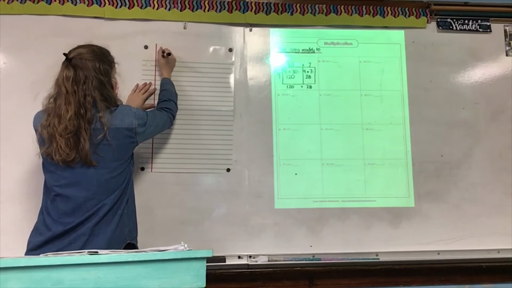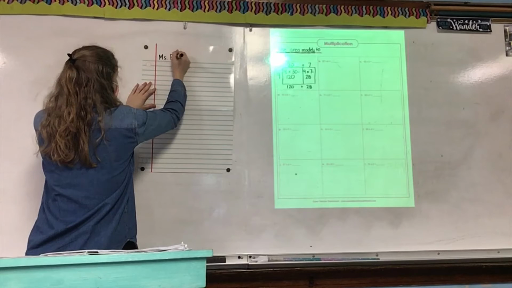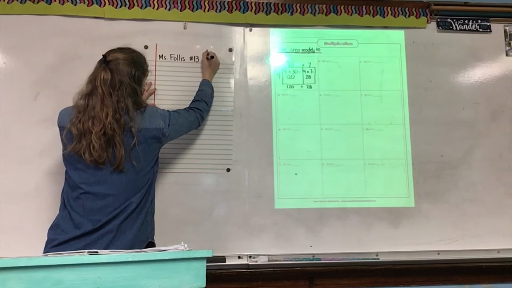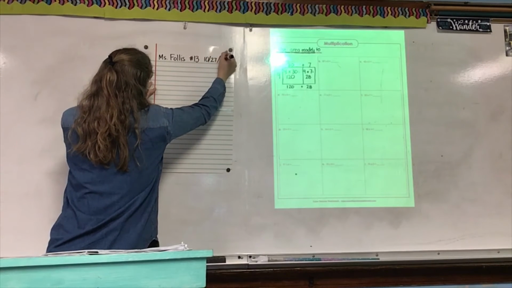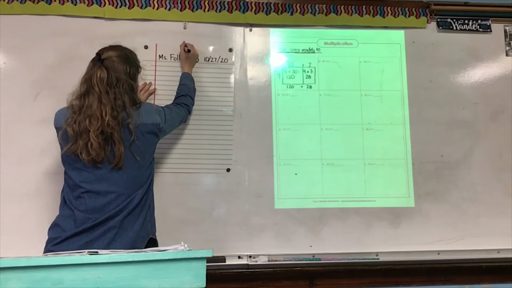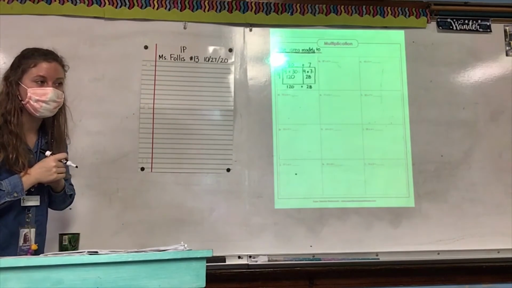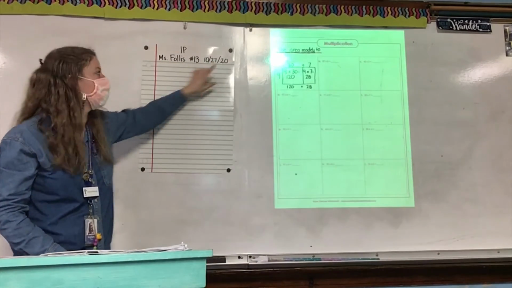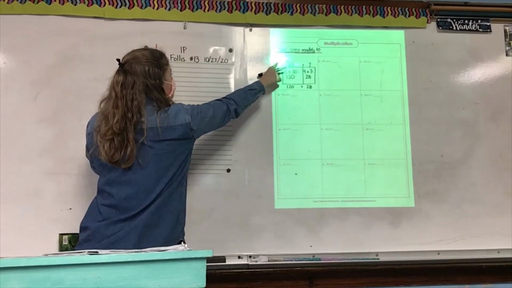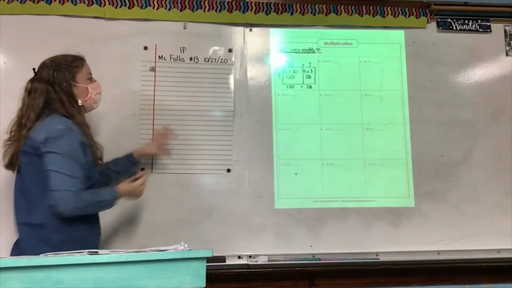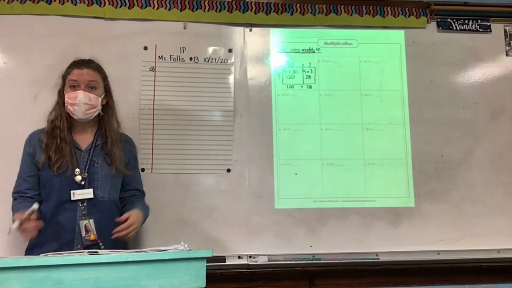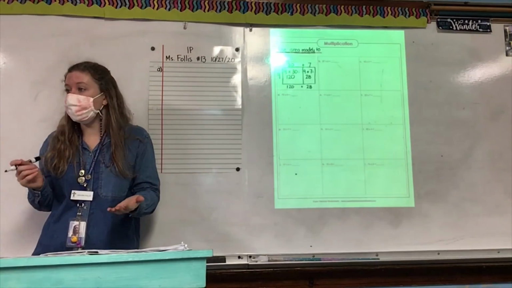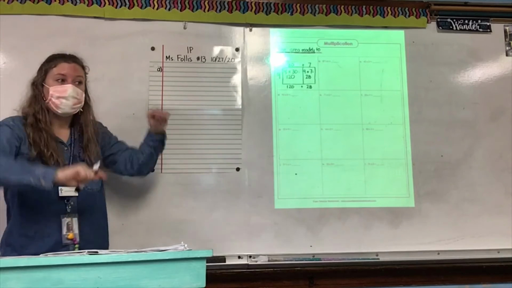I have my name. My number. And the date. And then IP to show that this is my independent practice. And now on my first or second line, depending on how much space you might have taken here, instead of number 1, I'm going to write A on the left side of the pink line. Because remember, when I'm checking your work, I check your extra sheet of paper, so you need to make sure to number it so that I can find the work for each problem.